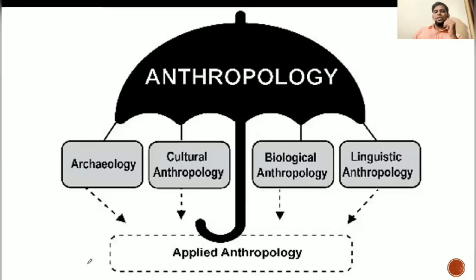So see, this is your anthropology, right? So we have archaeological anthropology, cultural anthropology, or social cultural anthropology, biological anthropology, and linguistic anthropology. See, I'm going to club both of these. The approach is very, very similar, and I'll tell you why exactly as well.